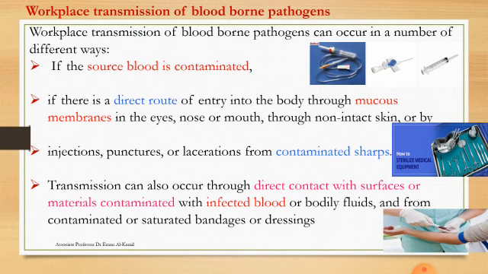Sometimes the transmission also occurs through direct contact with surfaces or materials contaminated with infected blood or bodily fluid, and from contaminated or saturated bandages or dressings. If the health worker has direct contact with materials used for dressing, for example, or bandages contaminated with the blood or serum of the patient, this will act as a source of infection, and it depends on how long the virus survives on these surfaces outside the human body.